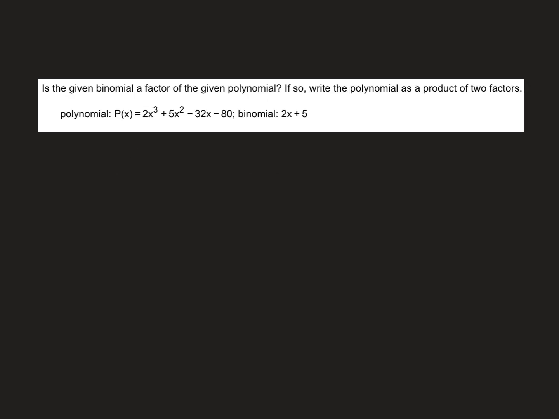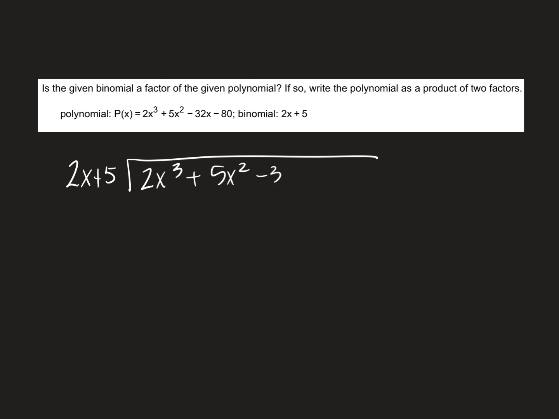All right, so this one I can't use synthetic division on. So I am going to have to actually do long division. So 2x plus 5 divided by 2x cubed plus 5x squared minus 32x minus 80. So the first one there, I'm going to have to put an x squared. So x squared times 2x is 2x cubed. X squared times 5 is, just kidding, 5x squared. So all I've done is add an x squared to everything.